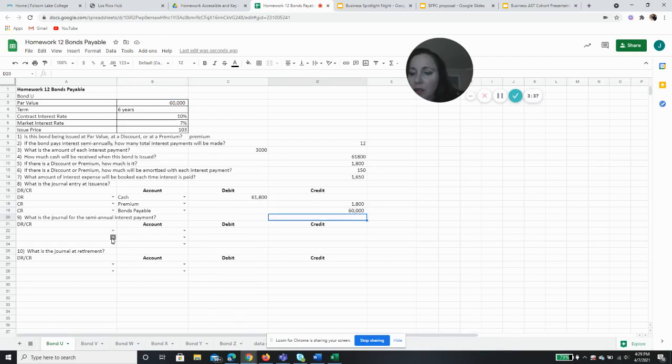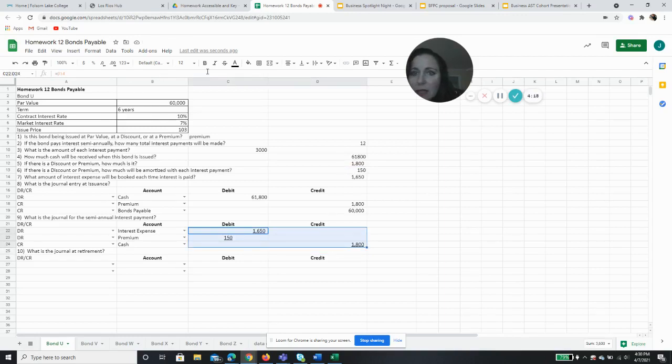What's the journal for the semi-annual interest payment? We are going to debit interest expense for the amount of interest expense we calculated, which was $1,650. Then we are going to debit the premium to amortize the premium. The premium had a credit balance when we booked it, so we amortize it with a debit. We said that was going to be $150 a period. And then we are going to credit cash for the amount we're actually going to pay, and that is going to be this $1,800 that we calculated. Debits equal credits. That's good.